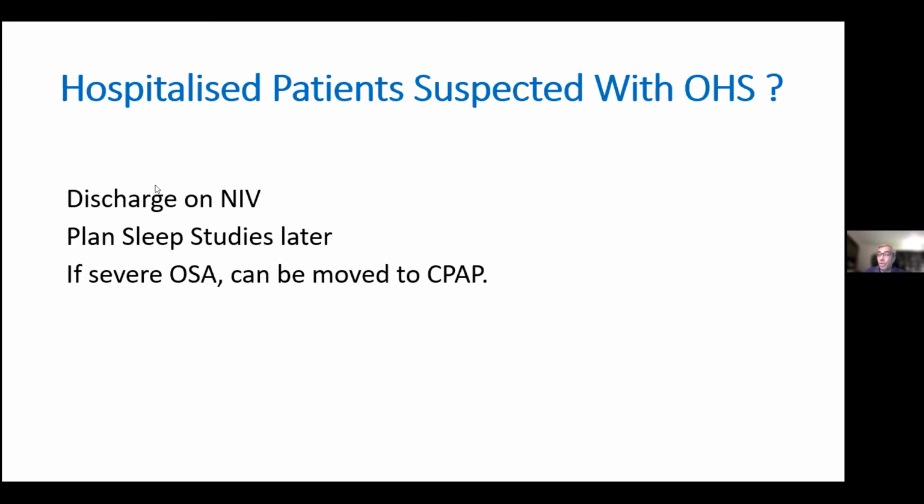So what we normally do in OHS, unlike OSA, is just discharge them on NIV. Don't do a sleep study. They're hypoxic. There's been an infection that's probably triggered their arrival into the hospital. Plan a sleep study later. And when you do that sleep study, if it is severe OSA, they can actually be shifted to CPAP. So they may want to take the machine on rent for a month or 2 months or 3 months, do the sleep study, and then decide whether to buy CPAP or NIV.